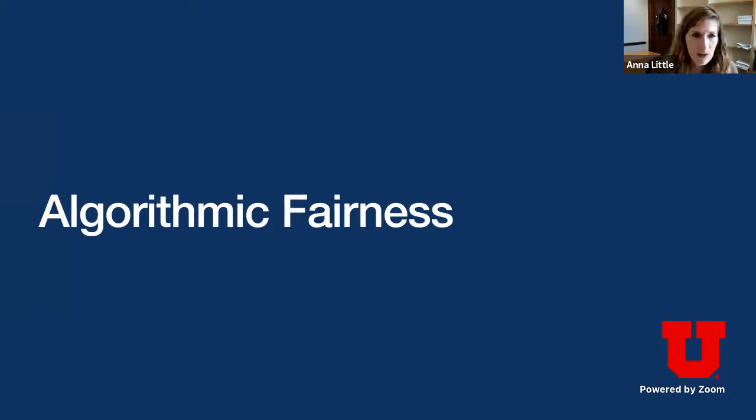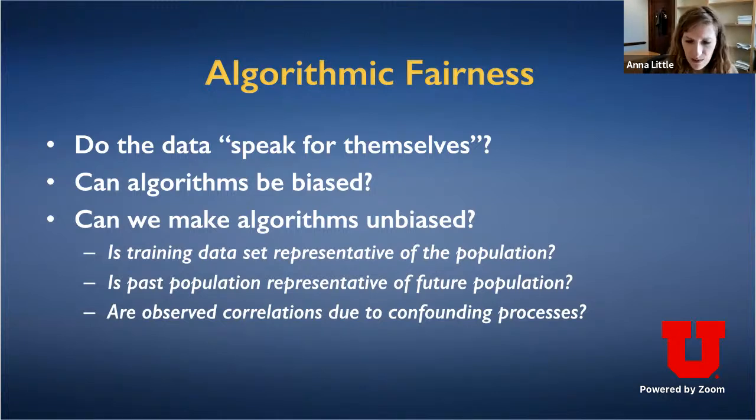Okay, so now we're going to move on to a really important topic in the ethics of data science, which is algorithmic fairness. A lot of times there's this way of thinking that the data speaks for itself. A data analysis, if it's done right, then there's no problem. But we're going to think about ways in which maybe that's not true. Do the data really speak for themselves? Can algorithms be biased? And can we make algorithms unbiased?